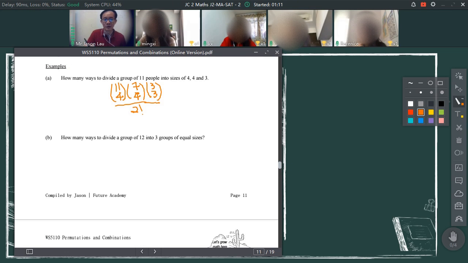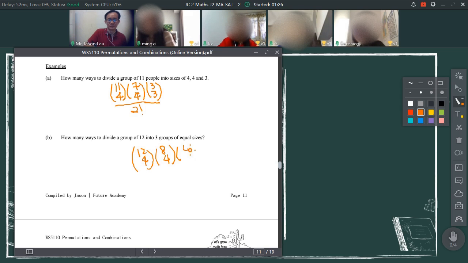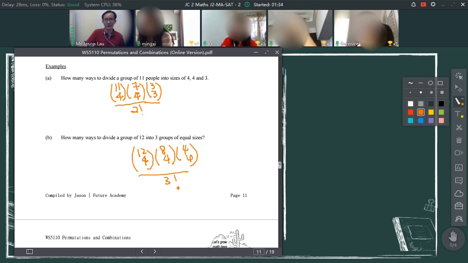This one, part B. How many ways to divide a group of 12 into 3 groups of equal sizes? So this one, Kai Xing. Divide by 3 factorial. Okay, good. So we cover this part of things.